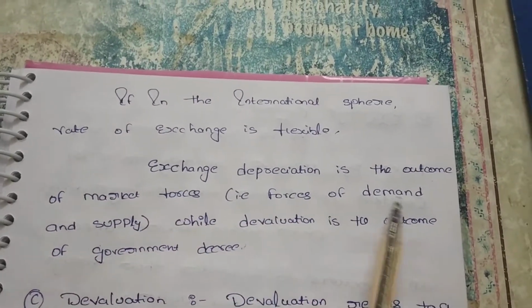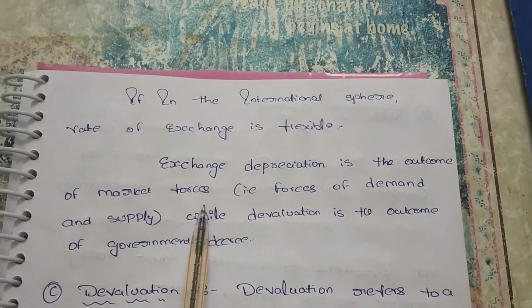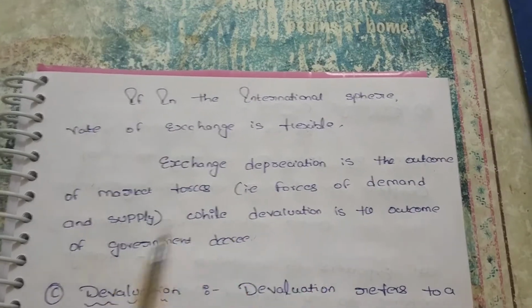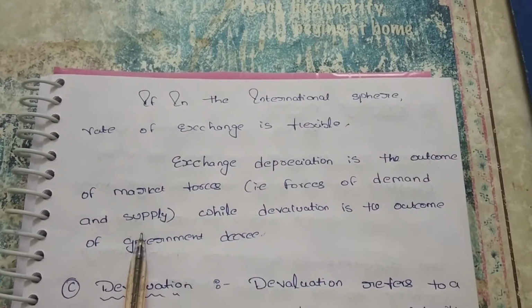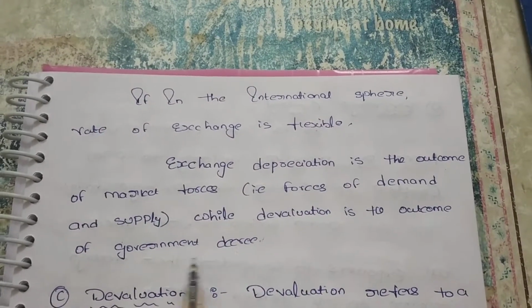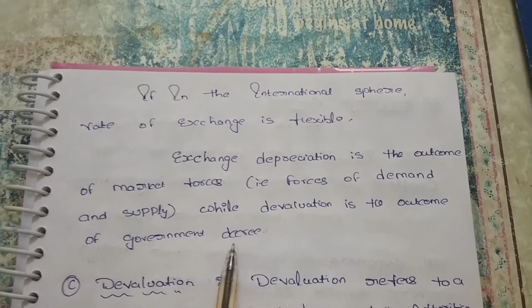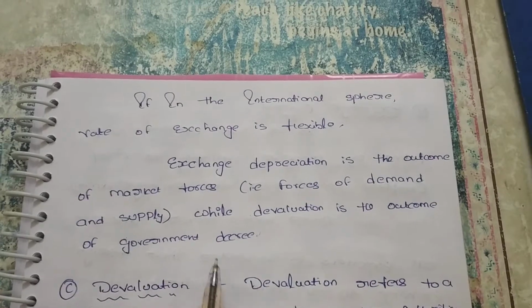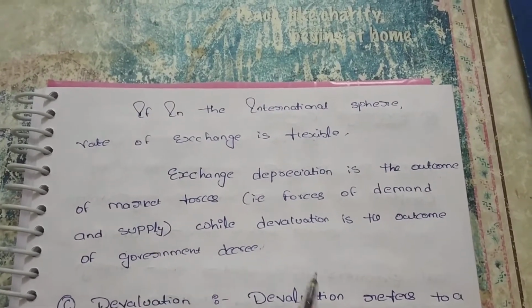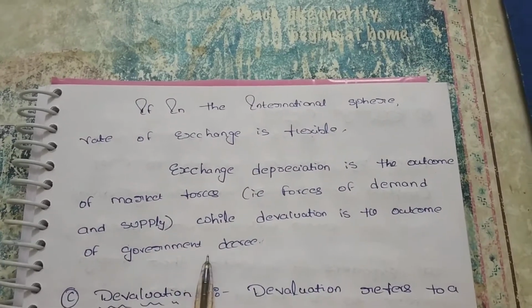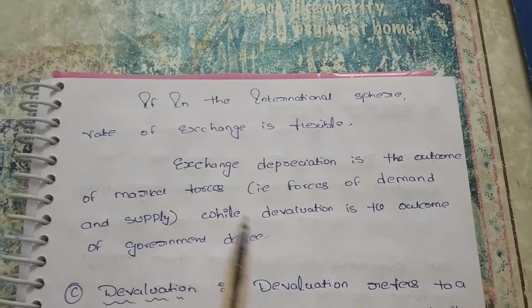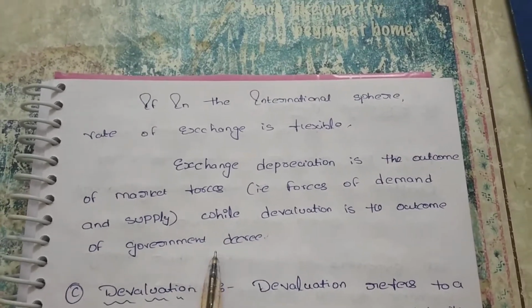Exchange depreciation is the outcome of market forces, that is demand and supply. Based on demand and supply only, exchange depreciation occurs, while devaluation is the outcome of government decree. So devaluation means it is the government's will to decrease the value, so we can reduce our imports. By reducing our imports we can also balance the equilibrium, because our value has been decreased, so we can reduce our imports.